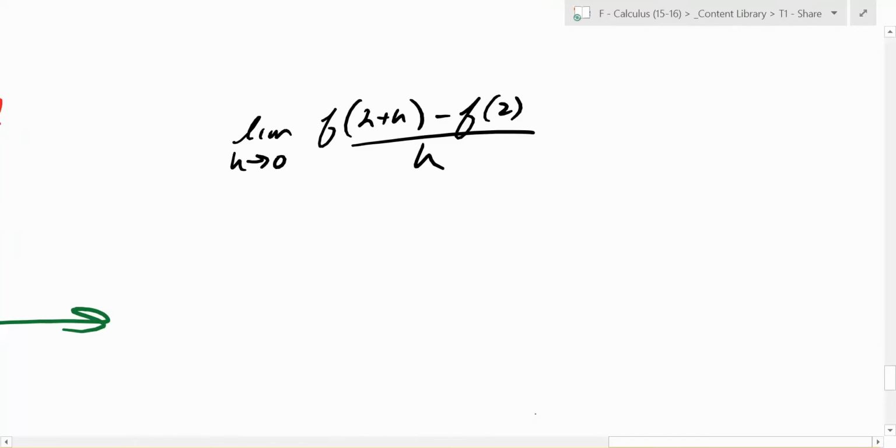Let's see if we could do this one algebraically. What's the function? You remember what it is? 2 to the what?